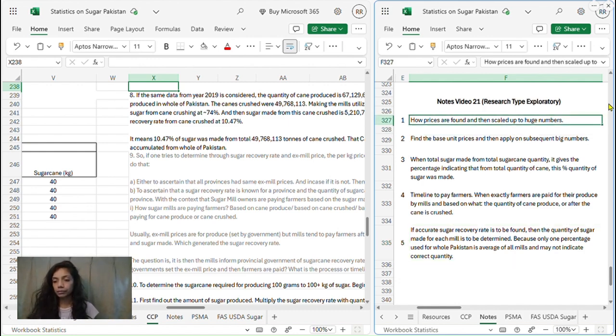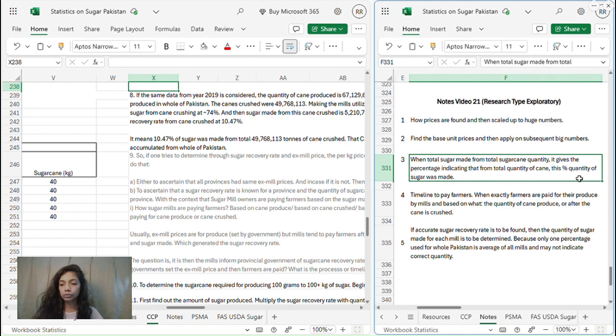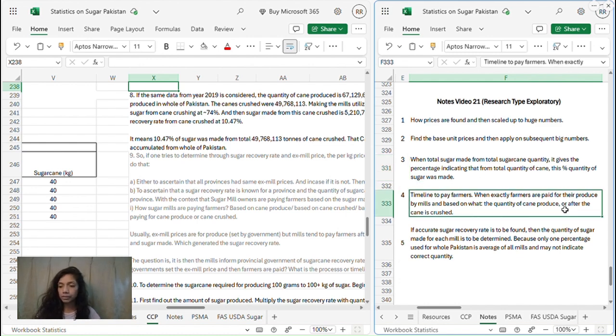It says how prices are found and then scaled up to huge numbers, that we have discussed. Find the base unit prices and then apply them on subsequent big numbers. When total sugar made from total sugarcane quantity, it gives a percentage indicating that from the total quantity of cane, this percentage quantity of sugar was made, that we have discussed thoroughly. Timeline to pay farmers: when exactly are farmers paid for the produce from mills, and based on what? The quantity of cane produced or after the cane is crushed. So this is to be further read and researched upon.